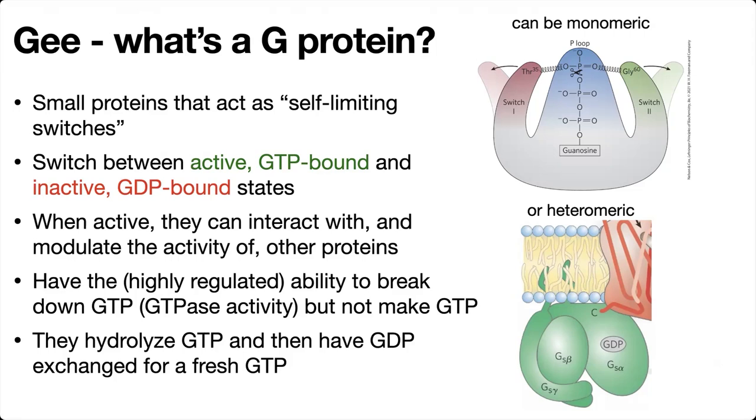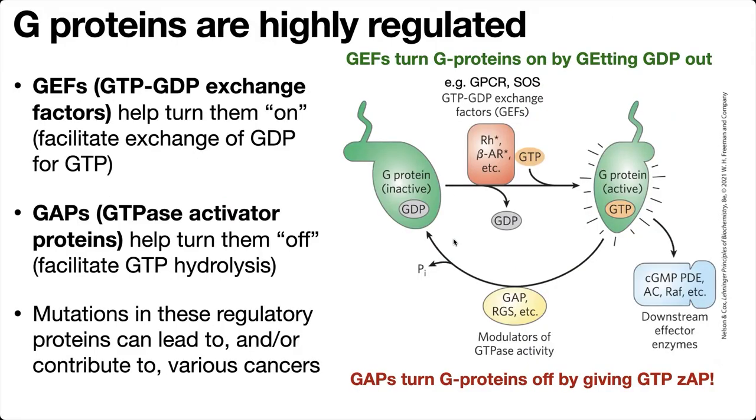It's pretty slow at inactivating itself, but it can be sped up with the help of a GAP. And so a GAP is going to be a GTPase activator protein, and it's going to facilitate the GTP hydrolysis, turning the G protein quote unquote off. So GAPs turn G proteins off by giving GTP zap. So you're going to help the G protein hydrolyze the GTP to GDP, inactivating it.